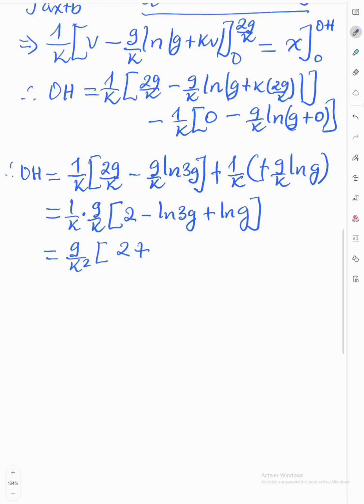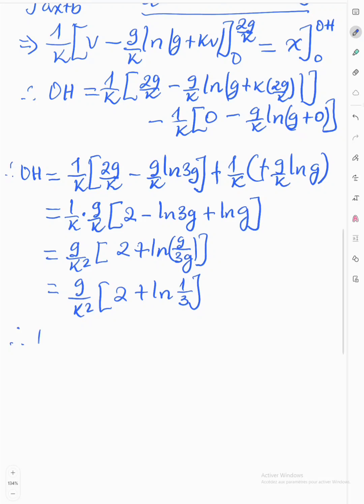And when you are subtracting two logs, you can combine and divide. So we have ln of g all over 3g. We're dividing the positive one by the negative one. So we have g all over k squared into 2 plus ln of 1 over 3. And we can then conclude that OH equals g all over k squared into 2 minus ln of 3, as required.